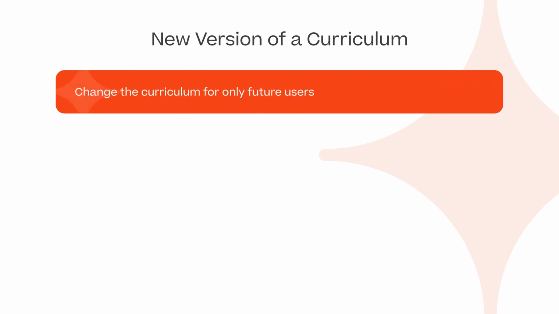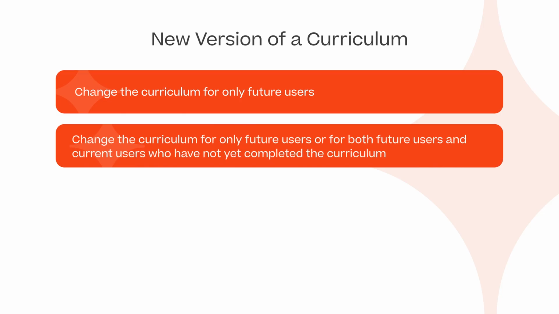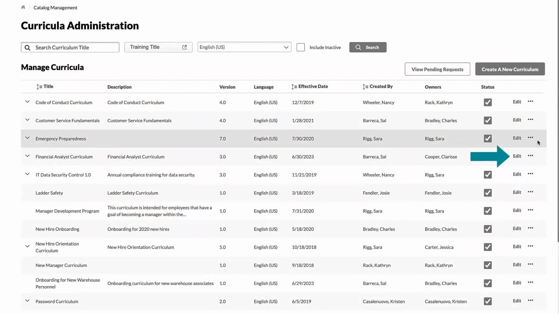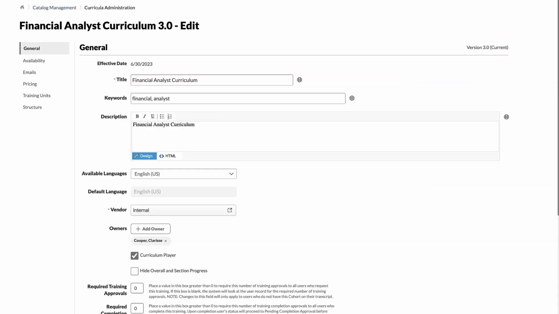When a new version is created, you have the option to either change the curriculum for only future users, or for both future users and current users who have not yet completed the curriculum. This process is called reversioning the curriculum. Click the Edit icon for the curriculum you want to reversion.